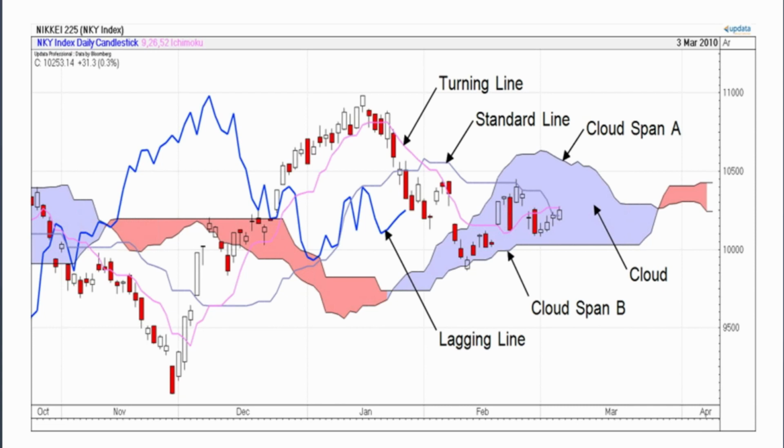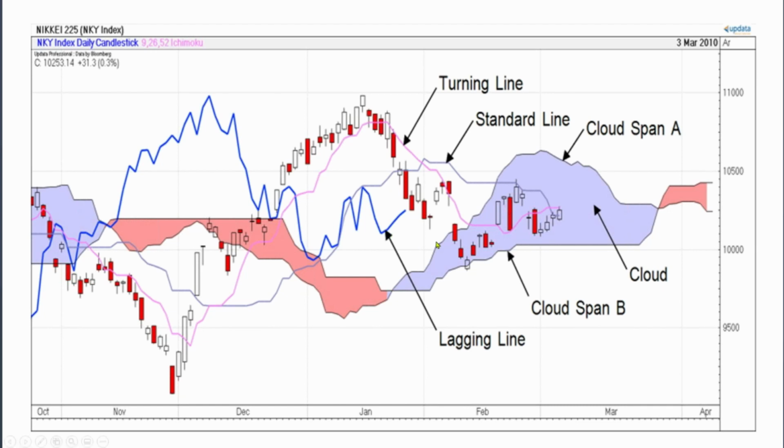And then the second line is the standard line, which is calculated the same way, but here we use 26 bars. So you end up with 9 and 26. This pink line is the faster moving average, if you like, and the standard line is the slower moving average. Now that's the basic bit, but then the cloud gets developed from these moving averages.